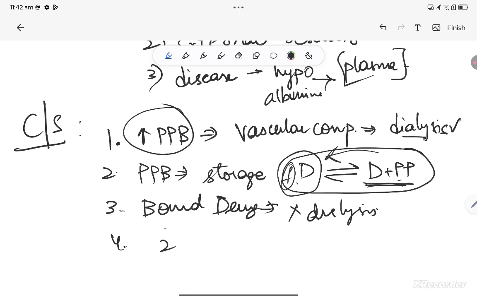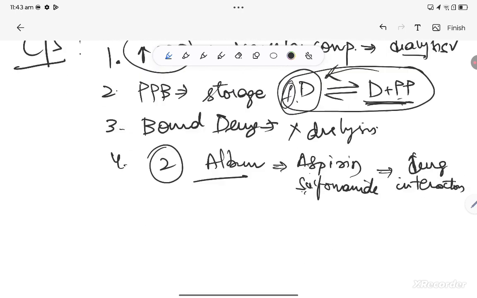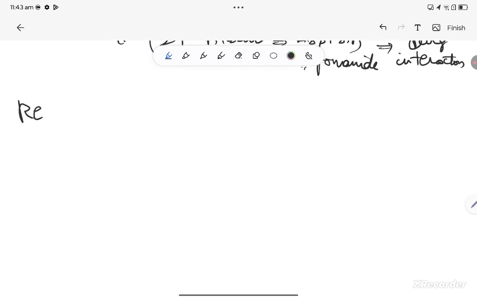Let us say two drugs are fighting for the same place in albumin. Let us take the example of aspirin and sulfonamide. If these drugs are fighting for the same site in the albumin, the free drug concentration changes, and there is always a chance of drug interactions. Clear? This forms the clinical significance. Now we will talk about redistribution.